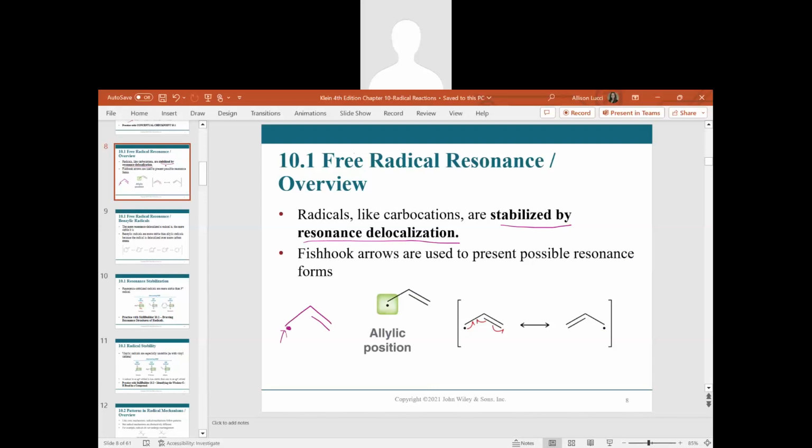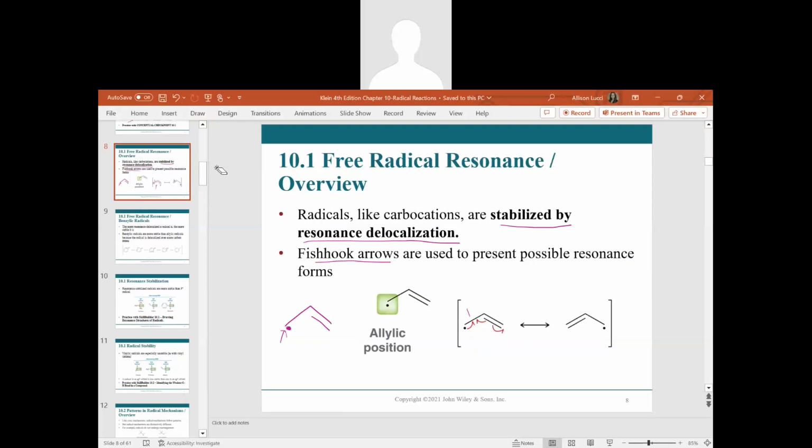So the fishhook arrows that are used to move this electron to show the resonance form are shown here. We see these three red arrows, and that single electron moves in over here to form a double bond, and then one of the electrons from the existing double bond also moves in. That's where we see the double bond movement over here from the radical electron and from one of the pi electrons in the double bond. And then the other pi electron moves down here, so therefore our radical site has moved. So these are the two resonance structures for this allylic radical.